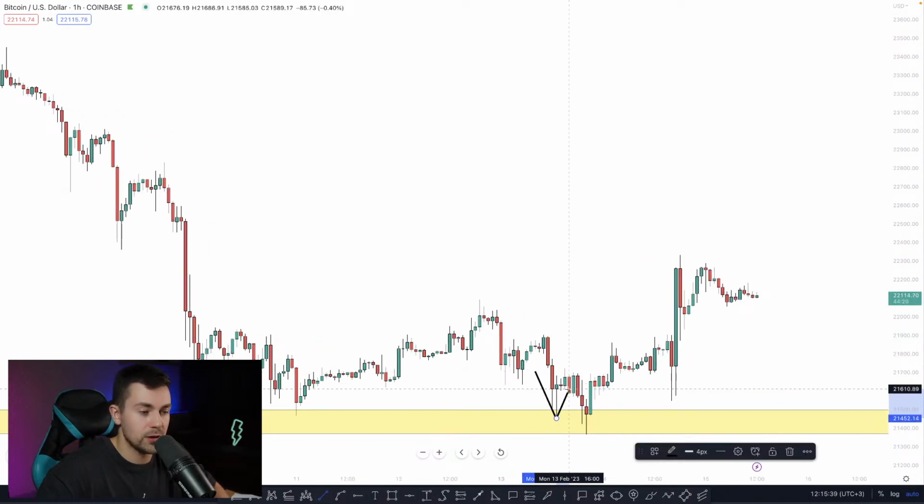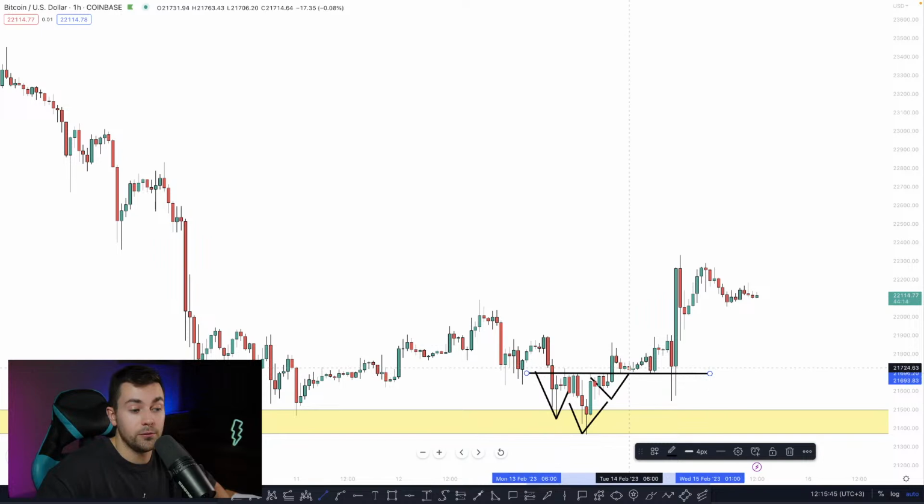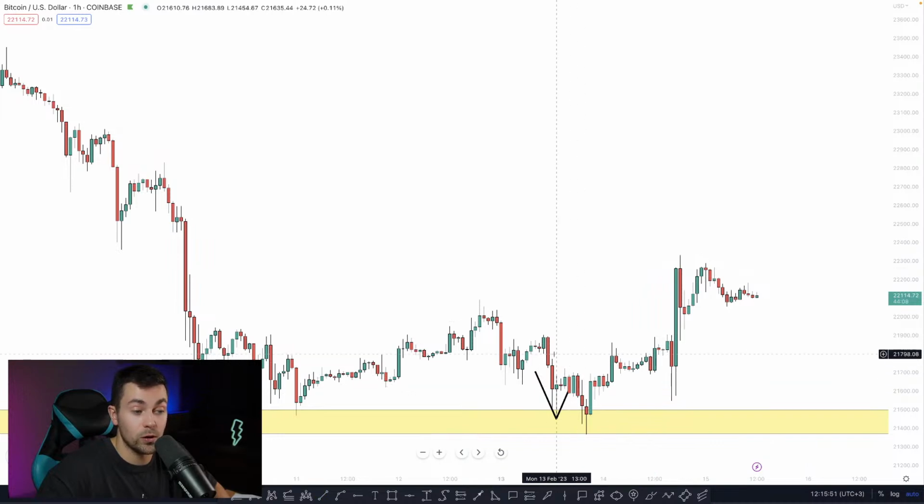Yes, approaching that support, the price formed a very cute head and shoulders pattern, broke its neckline to the upside, tested that multiple times, and then bounced. Yes, that was a very perfect confirmation if you were looking for buying opportunities on Bitcoin.